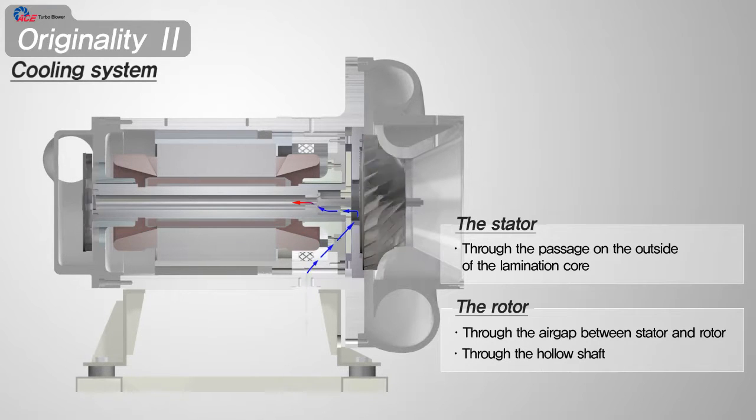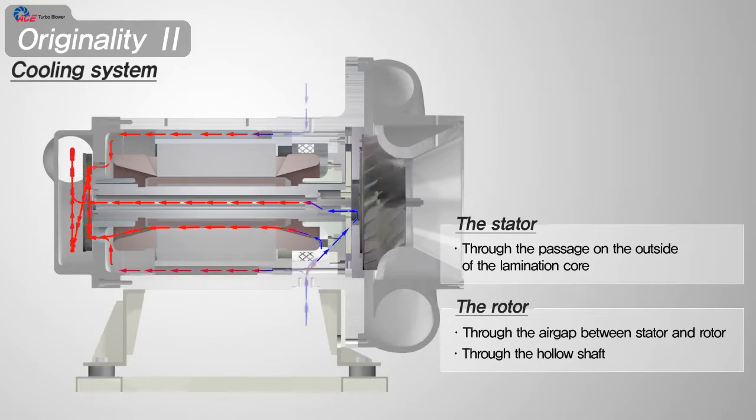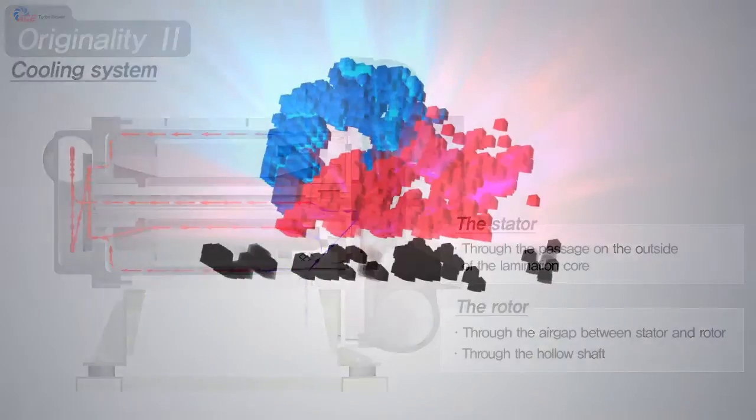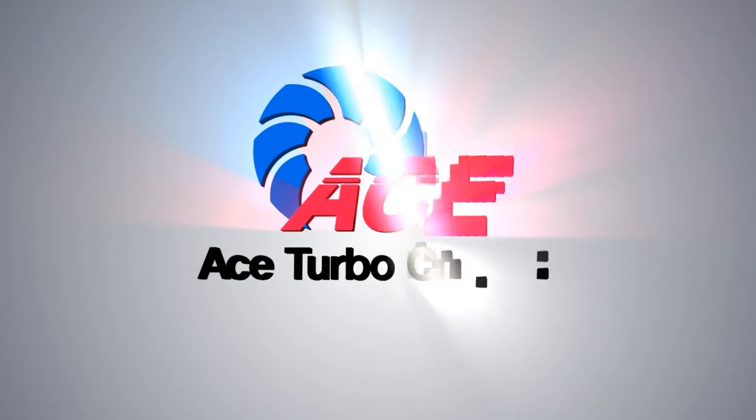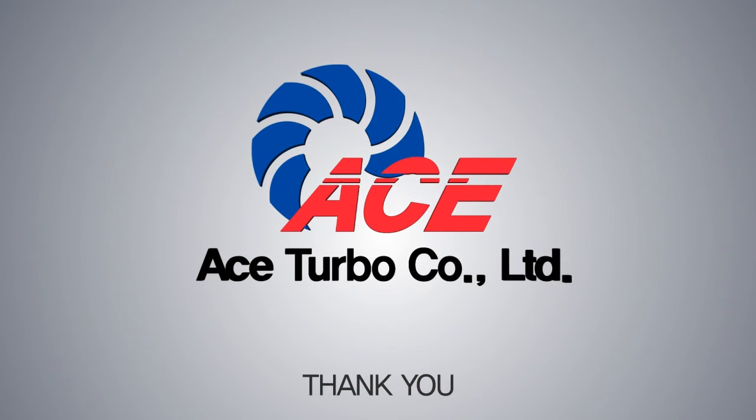Simultaneously, the cooling air flows inside of the hollow shaft. Because Ace Turbo blower is cooling the rotor using 2 cooling lines, the cooling effect of the rotor will be maximized. Ace Turbo blower, which is equipped with a high-efficiency copper rotor induction motor, will change the industrial environment much more effectively. Thank you.